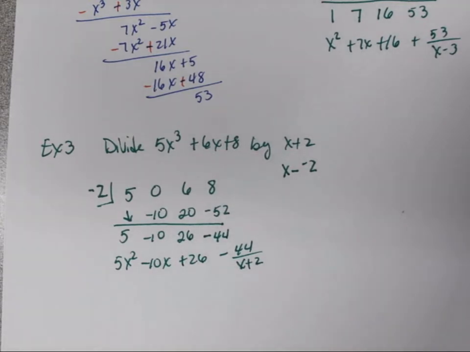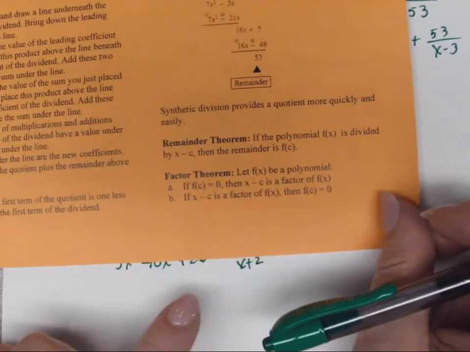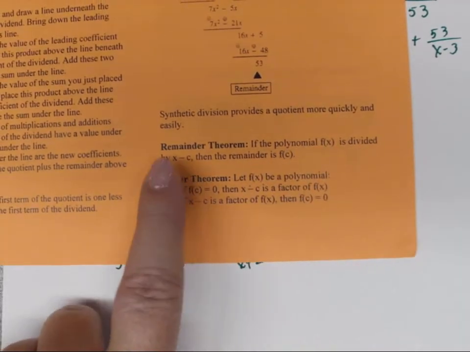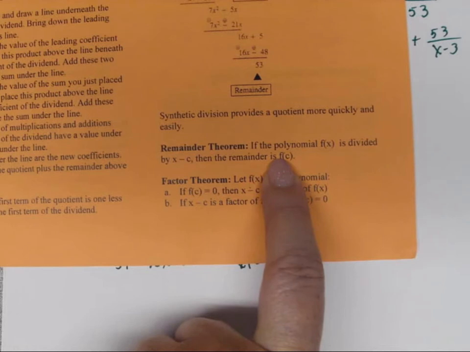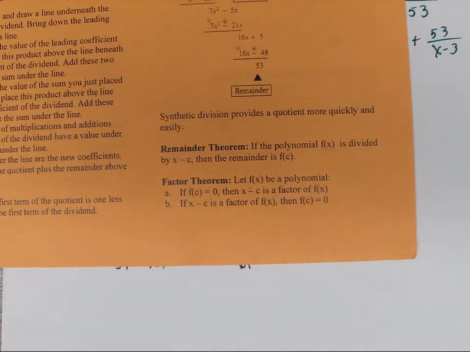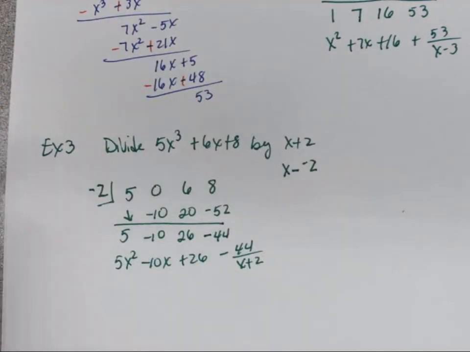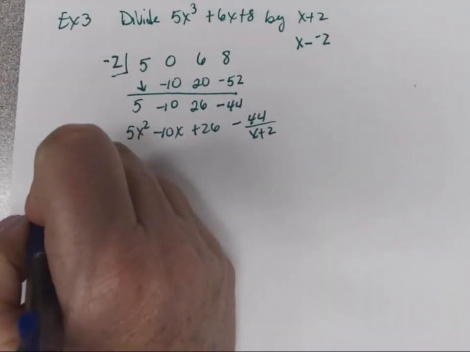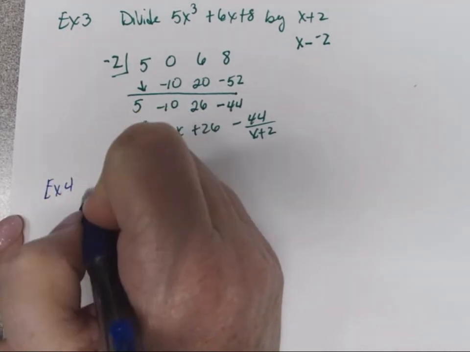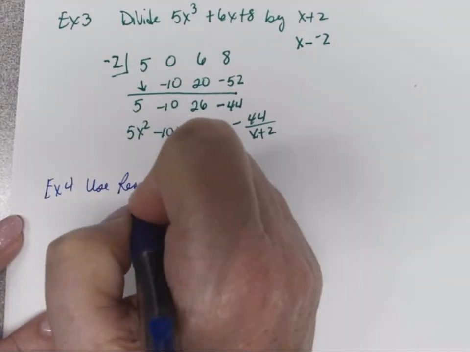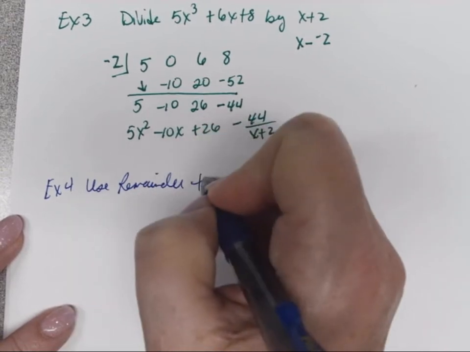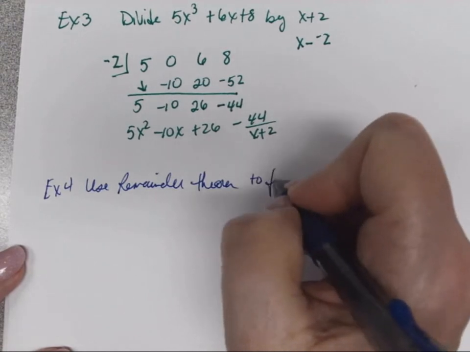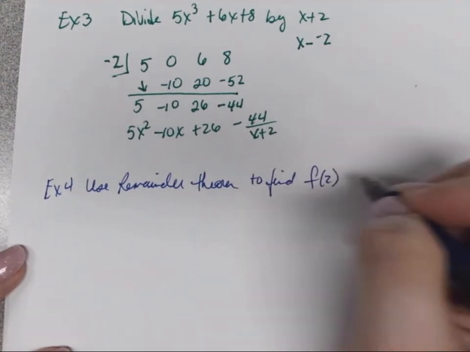All right, so let's go look at the remainder theorem. So on the remainder theorem, if the polynomial f of x is divided by x minus c, then the remainder is f at c. All right, so let's use the remainder theorem to find f at 2.